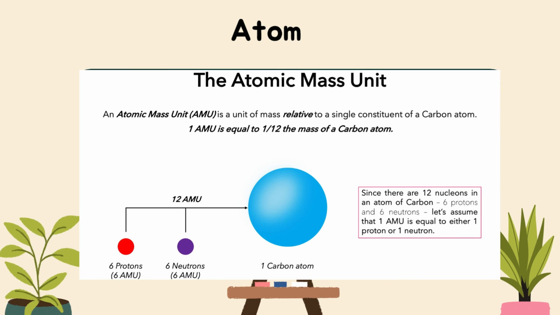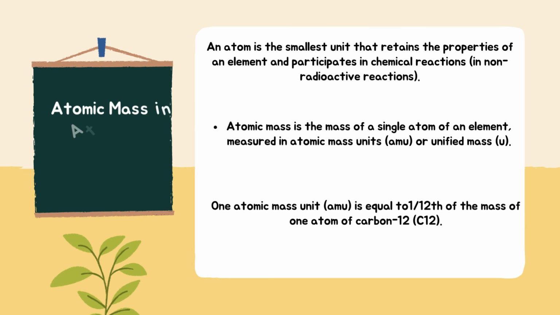Next is atom. An atom is the smallest unit that retains the properties of an element and participates in chemical reactions, in non-radioactive reactions. Atomic mass is the mass of a single atom of an element, measured in atomic mass units, amu, or unified mass, u. One atomic mass unit, amu, is equal to 1/12 of the mass of one atom of carbon-12, C-12.